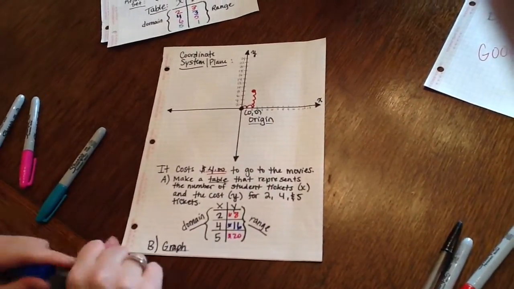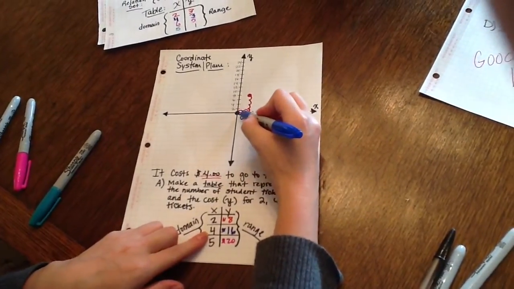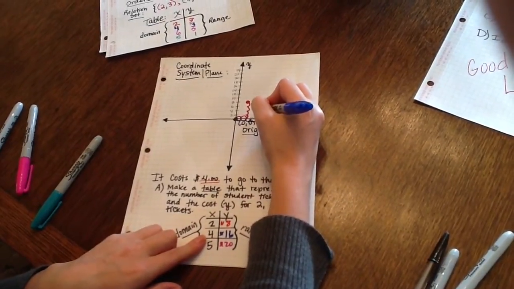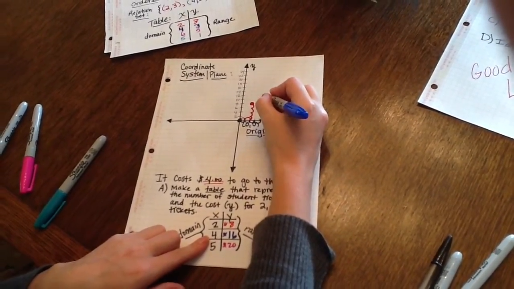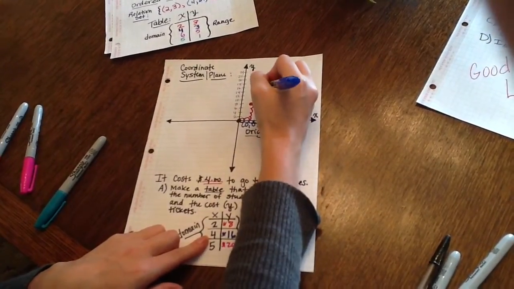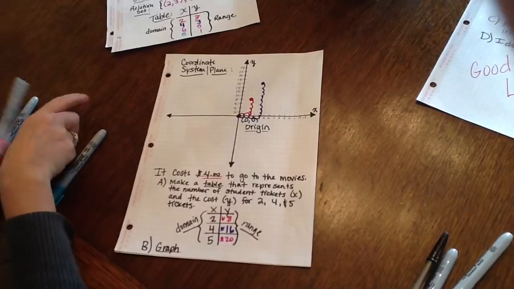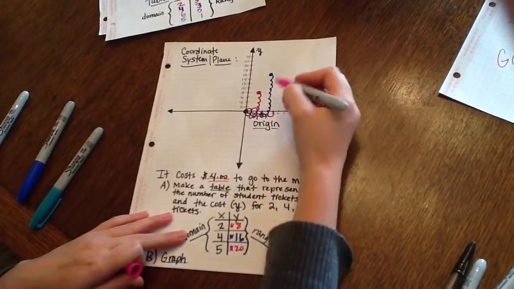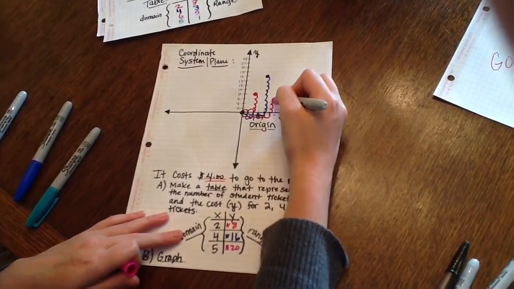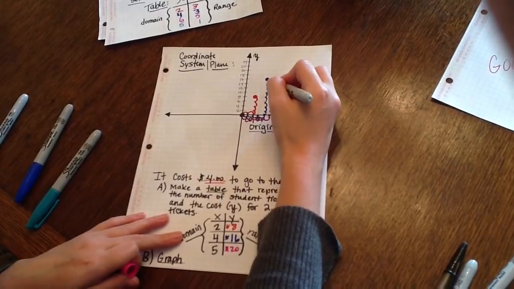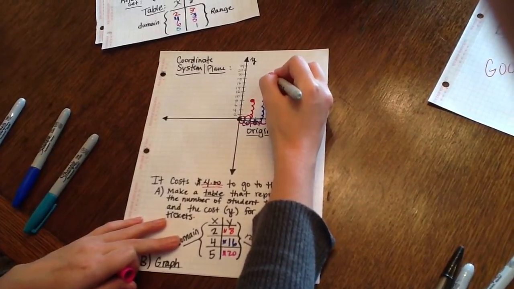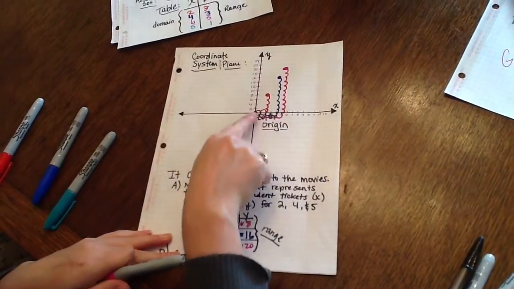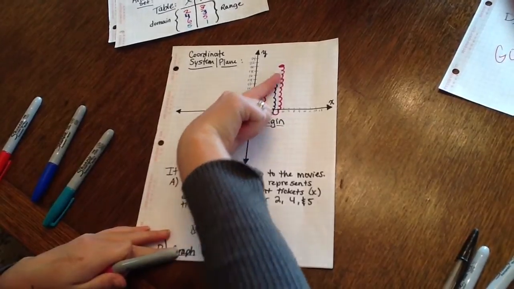Next point on the graph is if we buy 4 tickets. So if I buy 1, 2, 3, 4 tickets, it's going to cost 2, 4, 6, 8, 10, 12, 14, $16. And last point, if I buy 5 tickets, 1, 2, 3, 4, 5, it is going to cost me $20. 2, 4, 6, 8, 10, 12, 14, 16, 18, 20. So if you look at our graph, you'll see that the more tickets we buy, the more expensive it's going to be. So our graph is kind of going upwards.